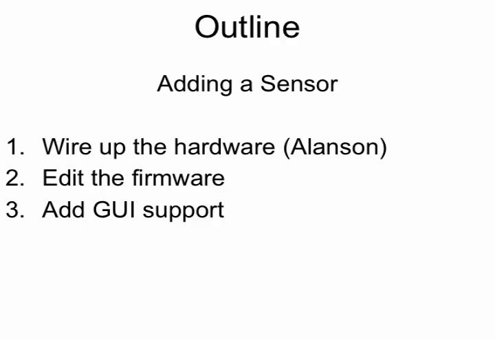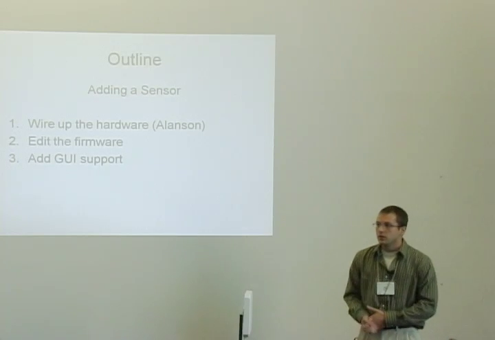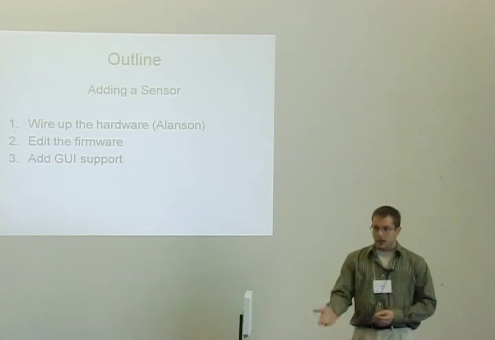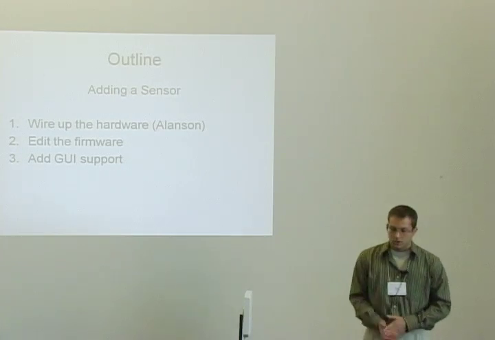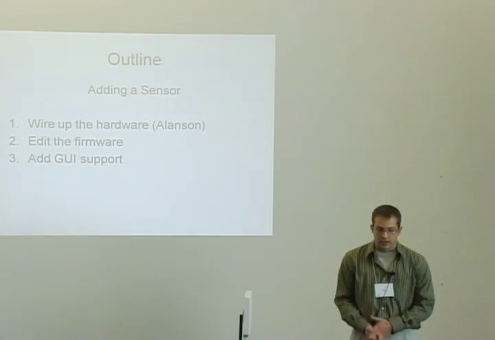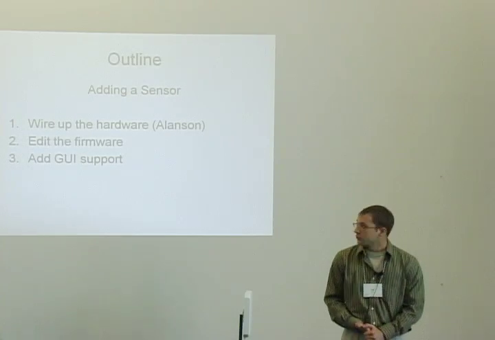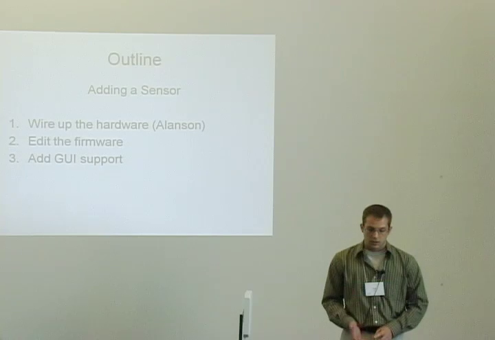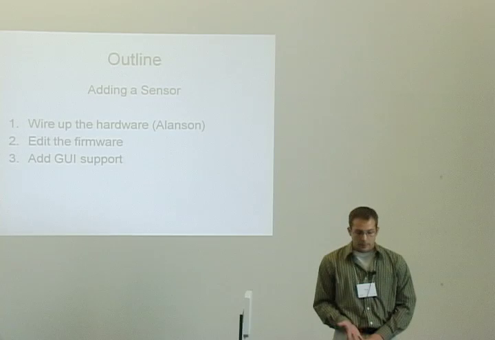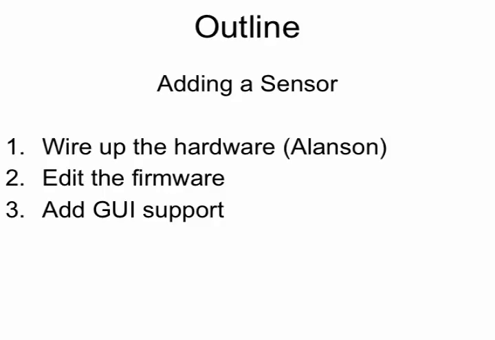So, in terms of adding a sensor, we need to wire it up and connect it to the hardware. What that involves is providing power to the sensor and wiring up the output of the sensor, and if it's an analog output, connecting it to an ADC input on the microcontroller. We need to edit the firmware so that it's configured to read the sensor and to load the sensor data into the ID or the read command response. And then we need to tell the GUI how to read that data out.